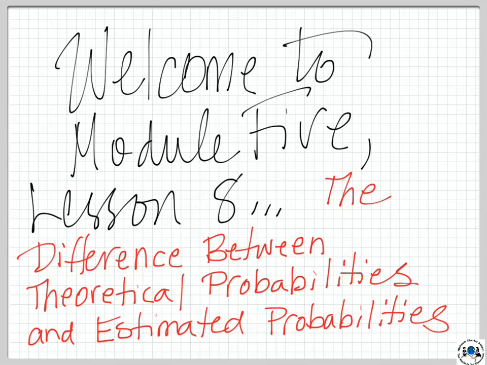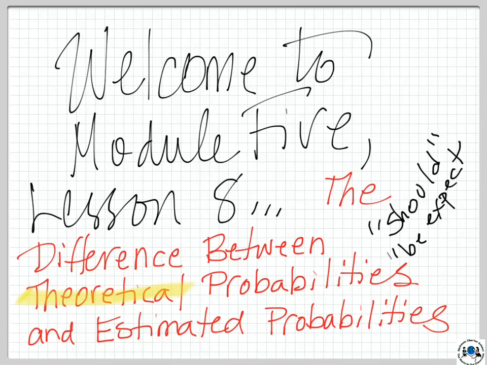A bit different, of course. Theoretical, as we've talked about in the past, this idea of theoretical probabilities are what should happen or what can be expected to happen. Okay, this idea of should or be expected to happen is the theory. You toss a coin, you should get one half of the times heads and one half of the time tails. Okay, that's theoretical probability.